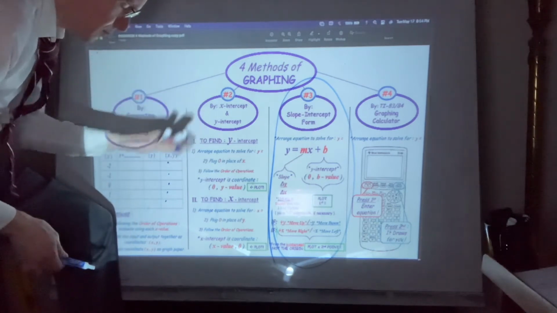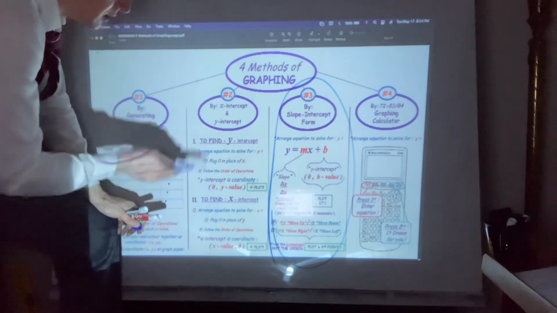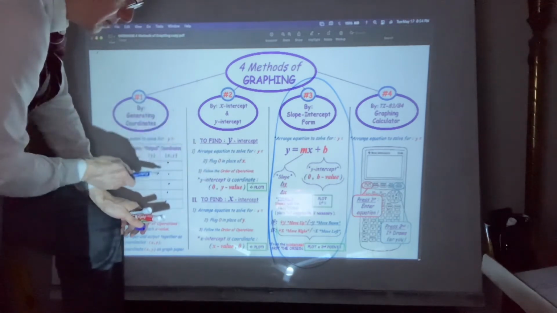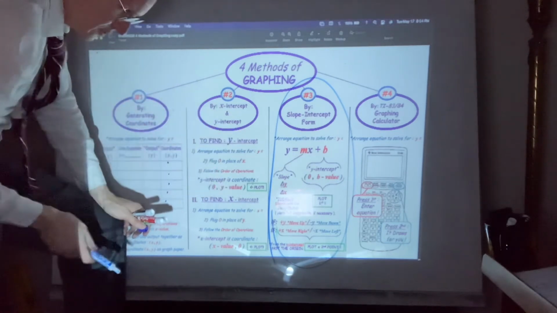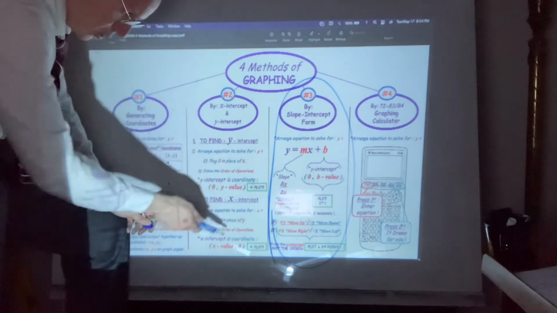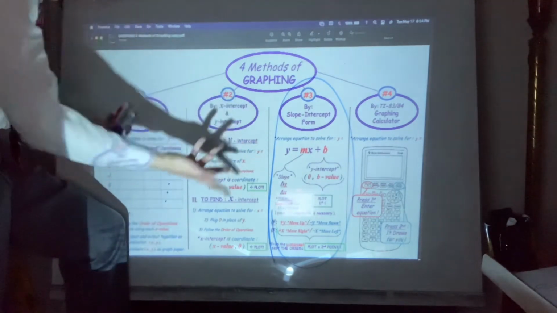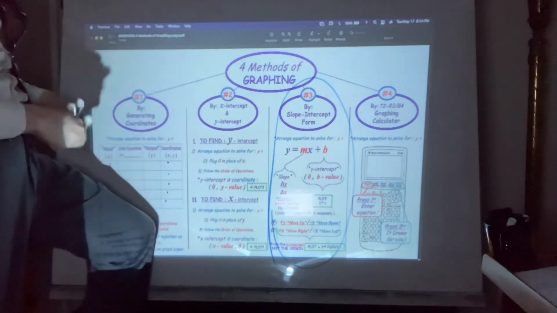Slightly less brute force, but still doing things by hand, would be using 0 strategically in 2 places, either as a y-intercept or an x-intercept, right? It's just plugging 0 in x versus plugging 0 in y, and then seeing what you get. Then you get 2 dots. If you're talking about a line, that's as many dots as you really need, all right?